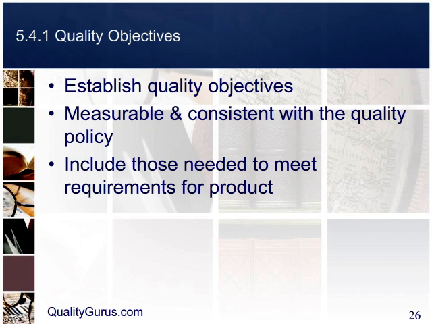As discussed in previous slide, quality objectives flow down from quality policy. That means quality policy and quality objectives should be aligned. Quality objectives should be measurable.